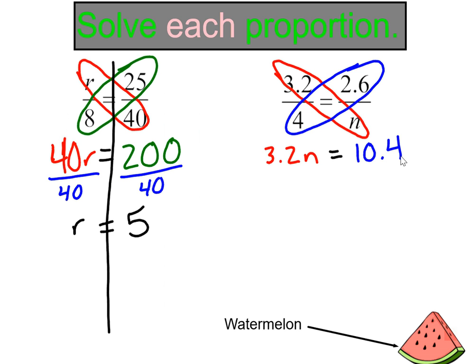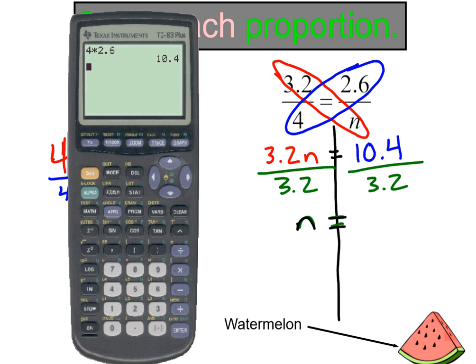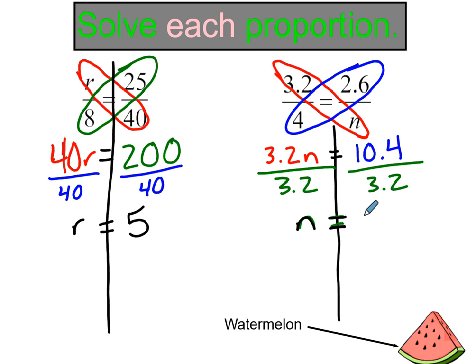Okay. Draw a line down my equal sign. Divide both sides by 3.2. I'm left with n equals, and then 10.4 divided by 3.2 is 3.25.